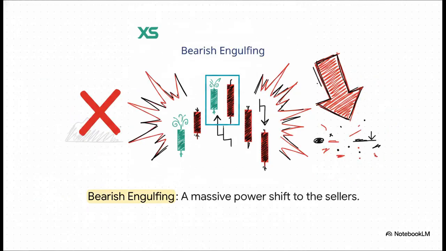Now, contrast that with this concept, the bearish engulfing. This one is a 2-candle story. We have a smaller green candle, meaning buyers were in control, but then it gets completely swallowed up, totally engulfed by a massive red body on the very next candle. This isn't just a simple rejection. No, this is a definitive, violent power shift straight to the sellers. The buyers thought they had the momentum, and the sellers just crashed the party and took over the entire battlefield.